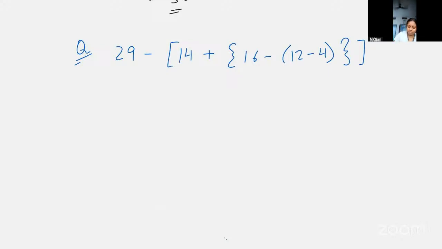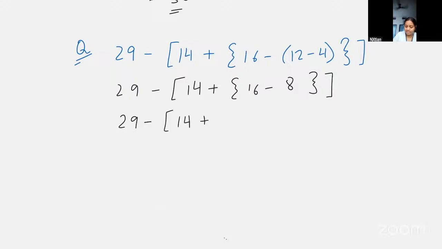Okay, now see. We'll check that out now together. 29 minus 14 plus 16 minus 12 minus 4. First, you write everything as it is, and then you start with the small bracket. 12 minus 4, how much? 8. So I will write 8. Close the curly bracket and then the square bracket. Now I will solve the curly bracket. So 29 minus 14 plus, how much is 16 minus 8? 8.